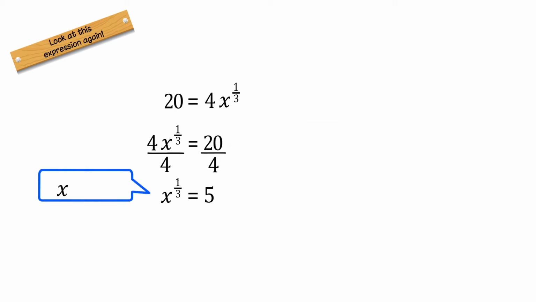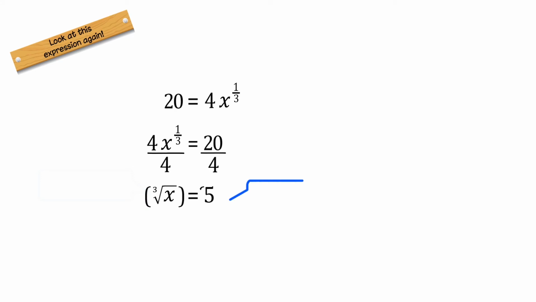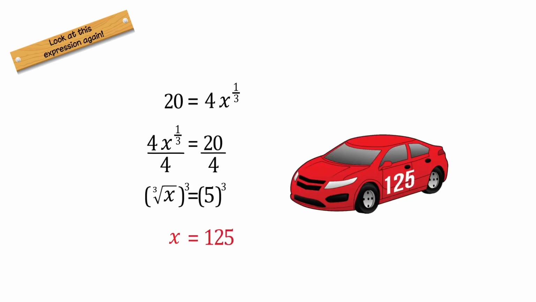Recall that x to the power of 1/3 is actually cube root of x. How can we get x to the power of 1? Yes, we can cube both sides of the equation. Hence, we will have x equals 125.